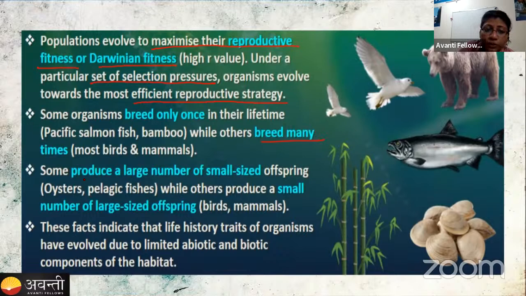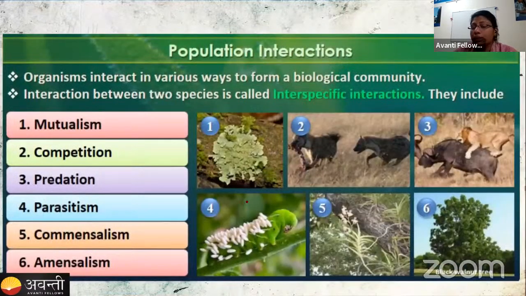The organisms which produce a large number of small sized offspring are oysters and pelagic fishes. Whereas the organisms which produce a small number of large sized offspring are birds and mammals, that we can say are the higher organisms. Okay. So this fact indicates that the life history of an organism is always evolved due to the limited biotic and abiotic factors, because that always makes the organism evolve according to the changing conditions.